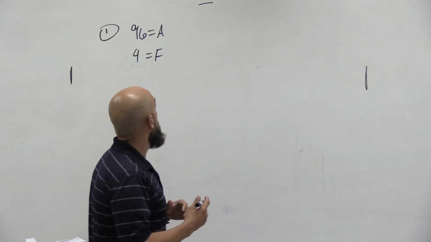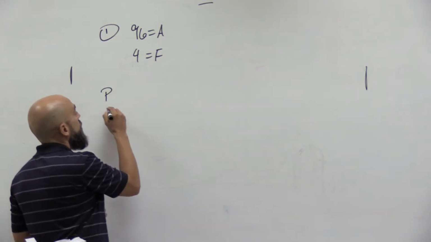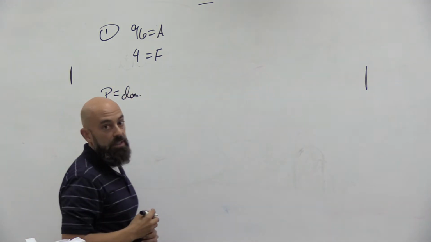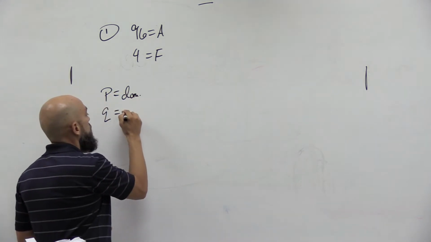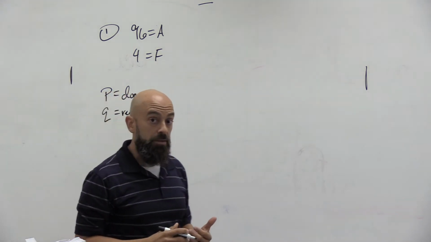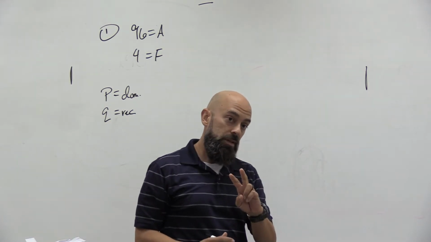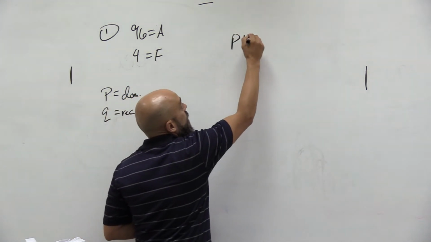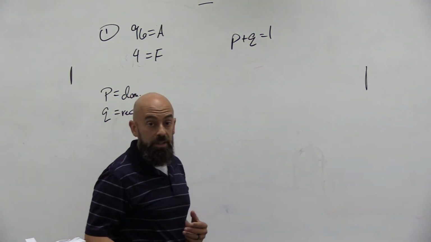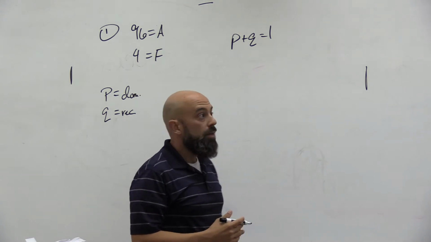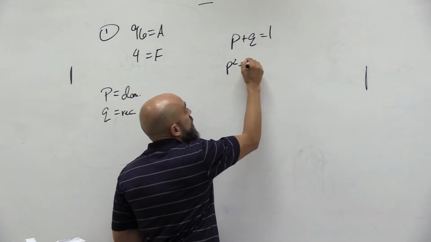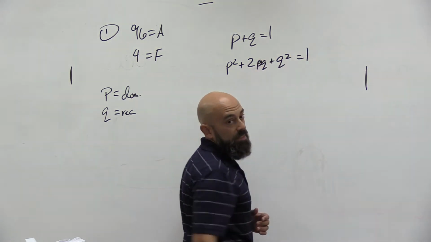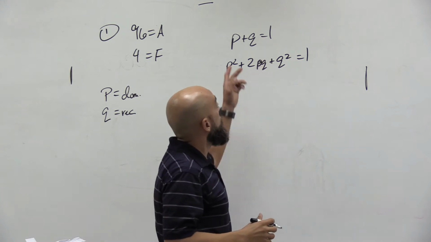Whenever we do these problems, we have 2 variables: P and Q. Remember that P is the variable we use for the dominant allele, and Q is the variable we use for the recessive allele. Since we've only got 2 alleles, and it's given as a frequency or a percentage, we have 2 equations. The first is that P and Q together have to equal 1, or 100%. Then we have the second equation, which for right now we're not going to talk about. We're just going to put it up here.